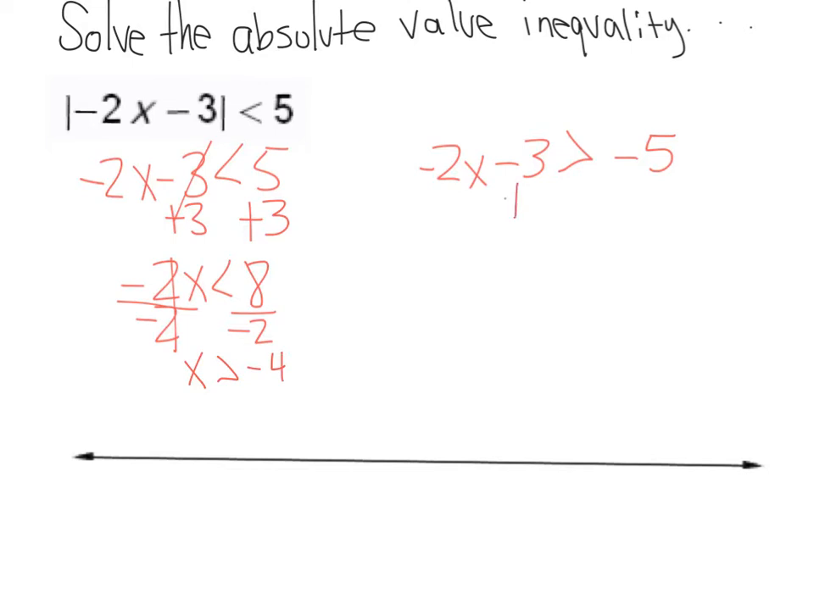For the second one, same steps, adding 3 to both sides. We get negative 2x is greater than negative 2. And then dividing by negative 2 on both sides. And again, since we divided by a negative, we flip the inequality. So we'll end up with x is less than positive 1. So x is greater than negative 4 and less than 1. We're going to graph those on a number line now.